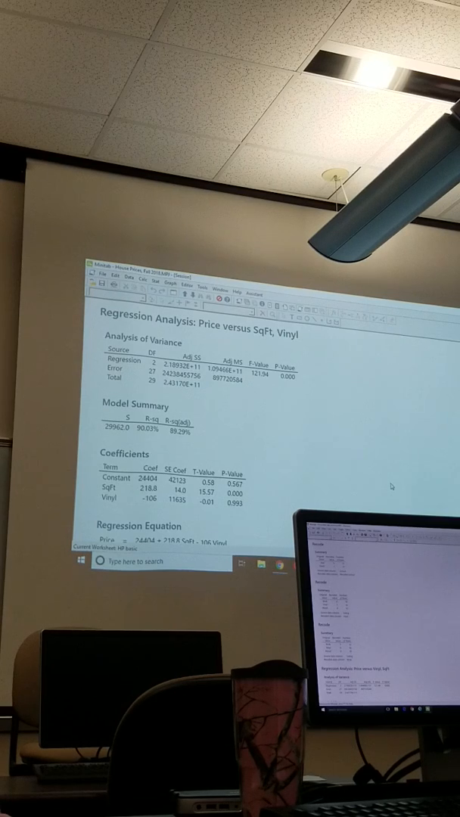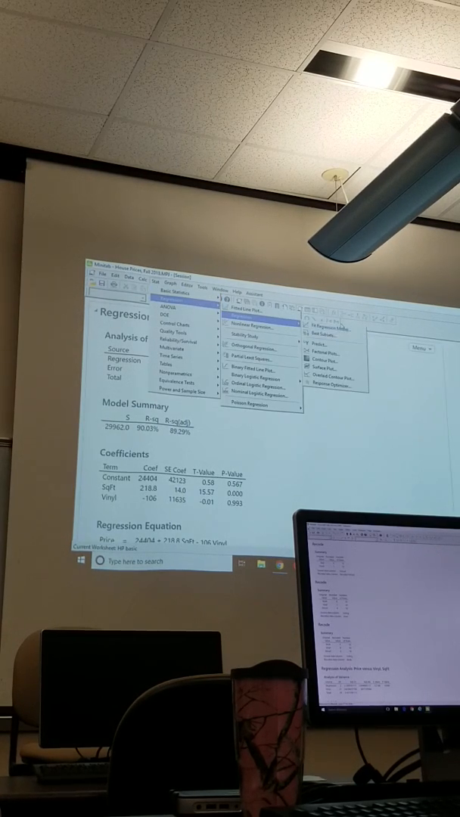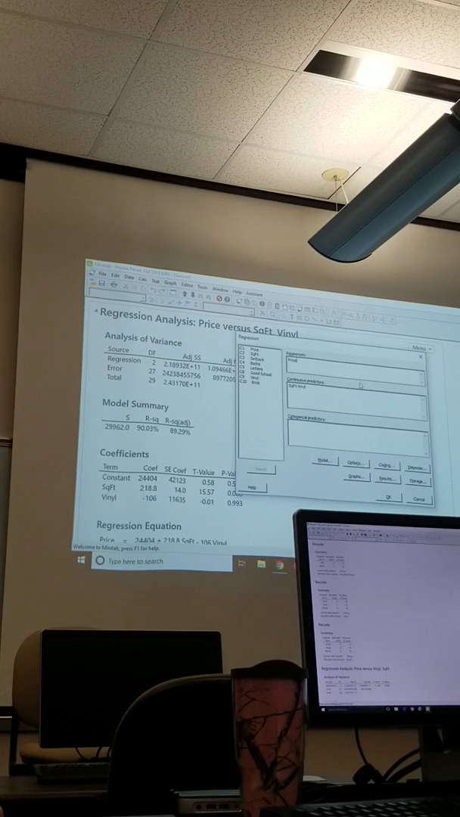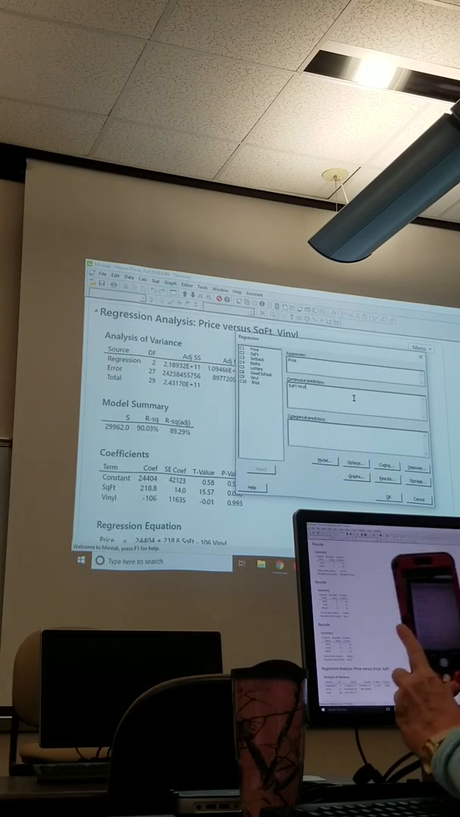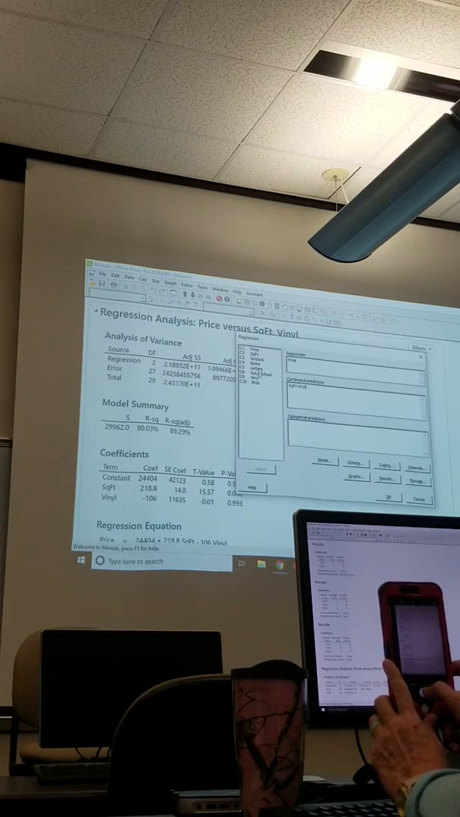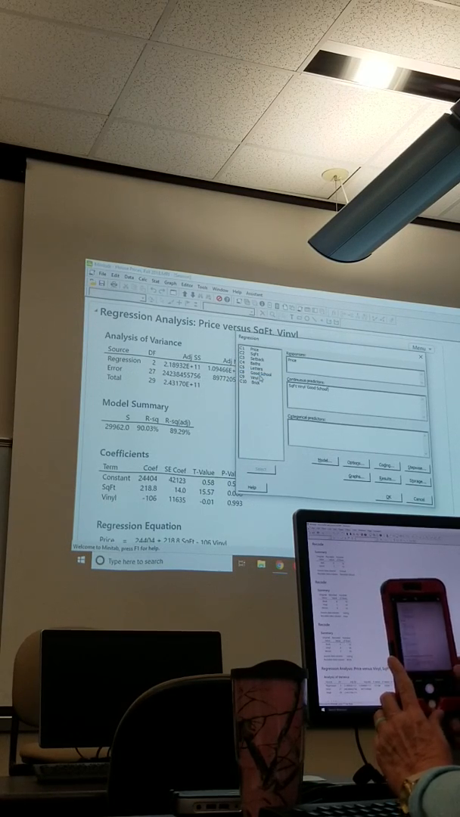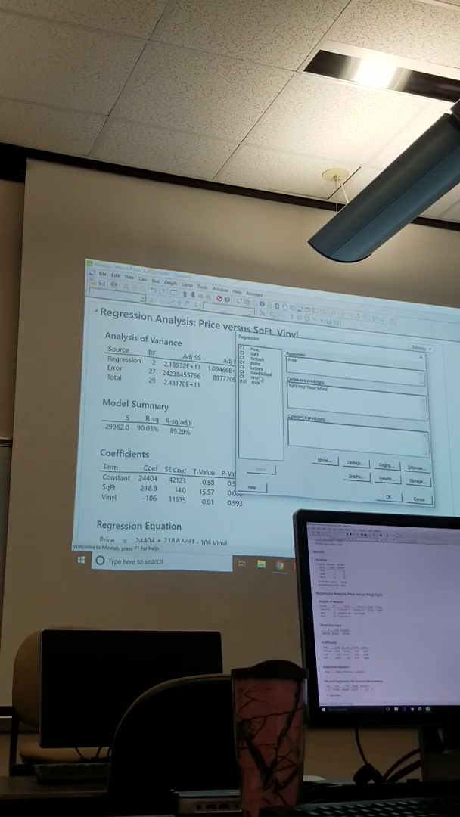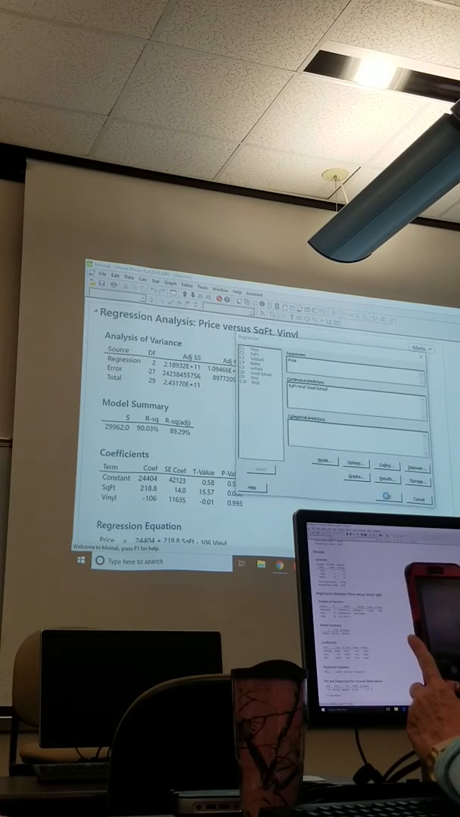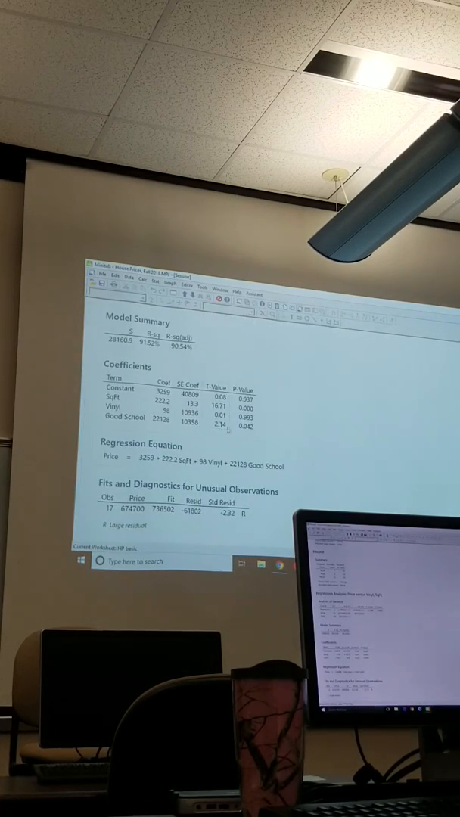Go to Stat, Regression, Fit Regression Model. Our response is still going to be price. Our predictors, we're still going to have square footage and vinyl, but we also want to include school district. So how do we do that? Just double click on good school, sorry. So that's going to give me a regression equation that has 2 dummy variables in it.